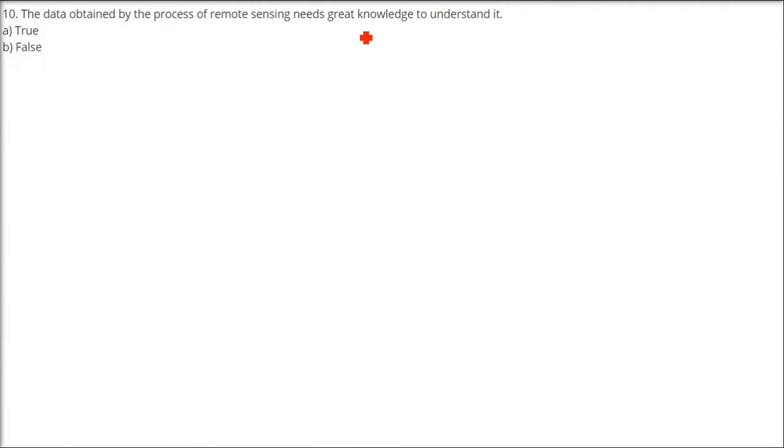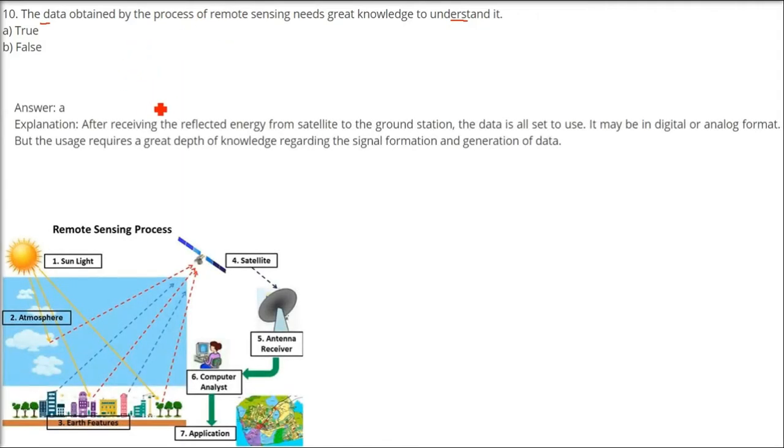The data obtained by the process of remote sensing needs great knowledge to understand it. Now this is quite a subjective question: can someone who doesn't know about remote sensing appreciate the data obtained by remote sensing? Is it possible? The answer is no. A person has to be well aware of the concept of remote sensing, surveying, satellites, everything, GPS, GIS. So sunlight you need to know, interaction you need to know, the electromagnetic spectrum you need to know. That is science, physics, optics is everywhere.